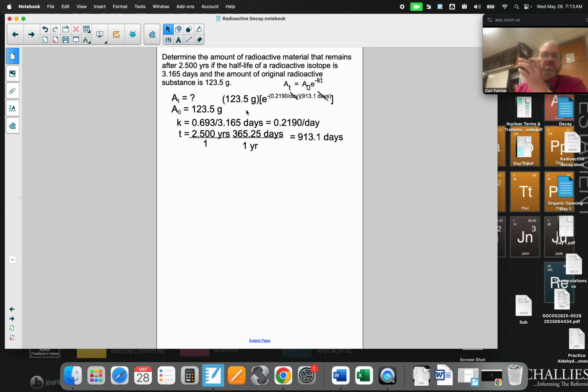So taking your calculator, let's do it this way first. Type in 123.5 times e, and then it's going to be negative 0.2190 times 913.1, close parentheses, equal. If we're doing this one, I'm going to start with the e. Type in 0.2190 times 913.1, equal, make it negative, second function e, equal, times 123.5, equal. When you do that, you should get 1.73 times 10 to the negative 85th grams. Really, really small number. All right. Hope that wasn't too bad. Let's try the next one.